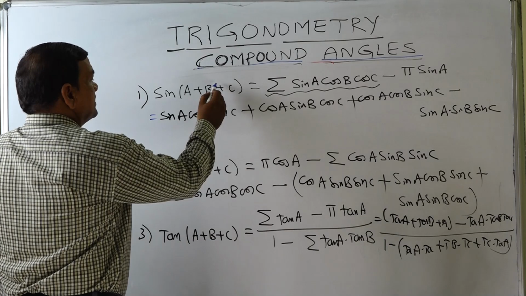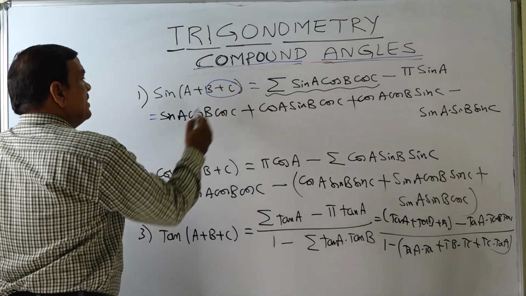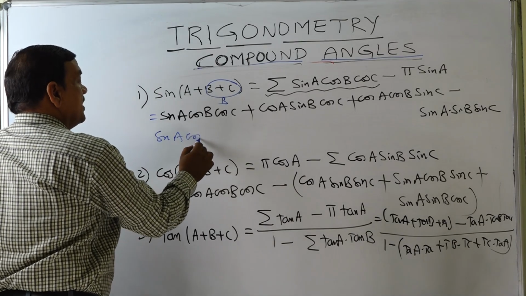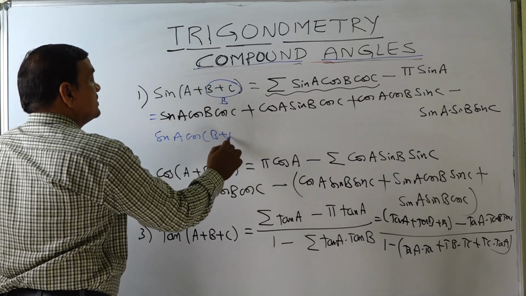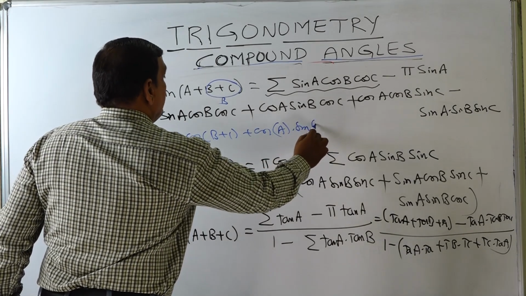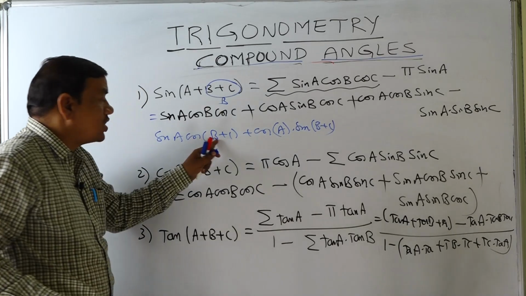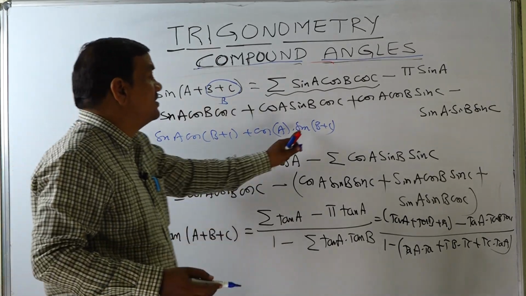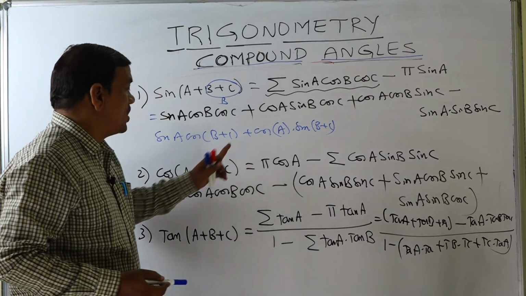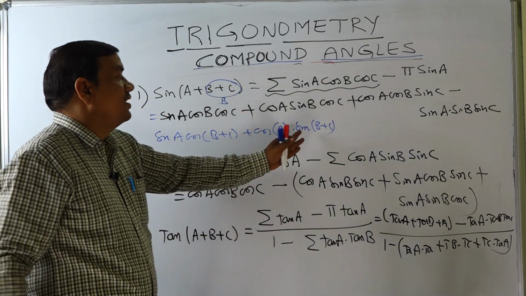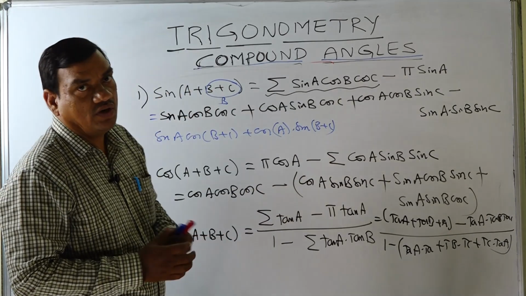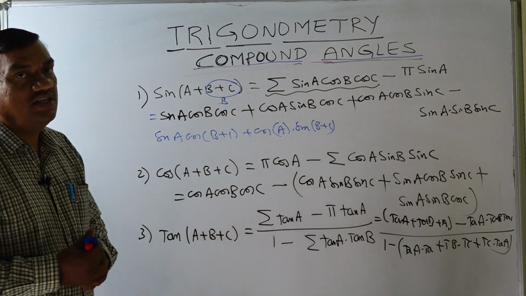Let us remember this: let b plus c be treated as b. So what is sin of a plus b? Sin a cos b, where b means b plus c, plus cos a sin b, where b means b plus c. Again expand cos of b plus c and sin of b plus c. Expand cos of b plus c, multiply with the sin. Expand sin of b plus c, multiply with the cos. You will get these formulas only. Okay? So I hope that you understand these formulas.